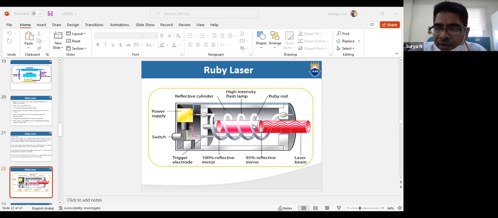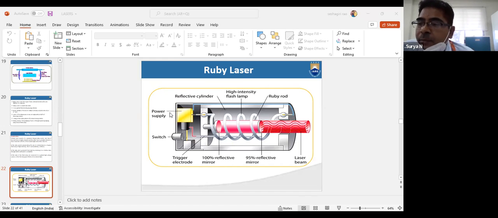This is a ruby rod. I think we have discussed it in the previous class, right? So this is a ruby laser. This is surrounded by a lamp, and this lamp is connected to a power supply. When we switch on the power supply, a flash will come from this xenon lamp. As soon as this flash comes, the ruby rod gets heated up, and the laser beam will eject out.